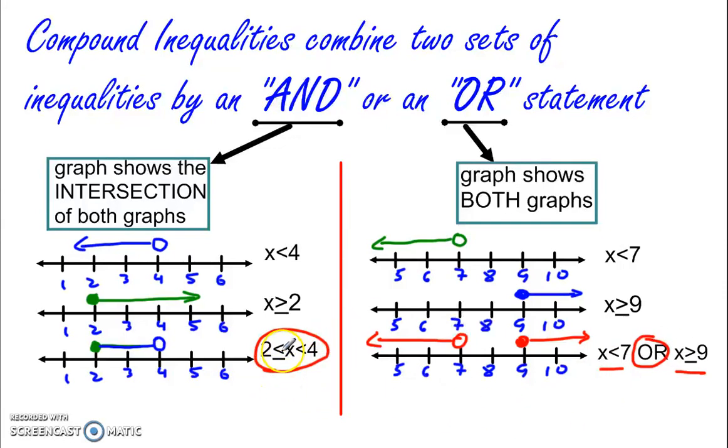Also notice here that both our signs are pointing to the left. We start with the smallest number on the left side, the largest number on the right side, and both my signs point to the left.